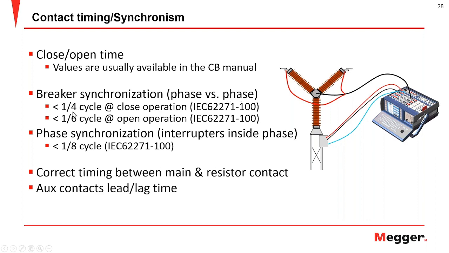It has to be within a quarter of a cycle for closing and within a sixth of a cycle for opening. And the synchronization between the same phase interrupters, when you have 2 breaks per phase, as in the example here, they have to be synchronized within an eighth of a cycle.